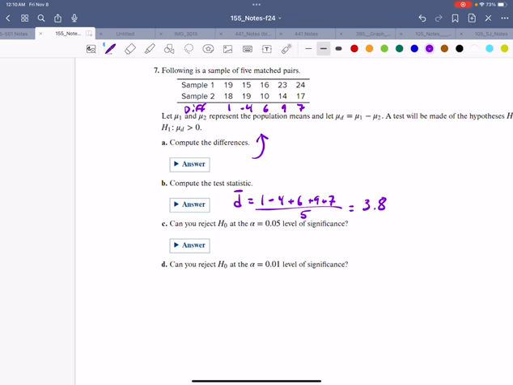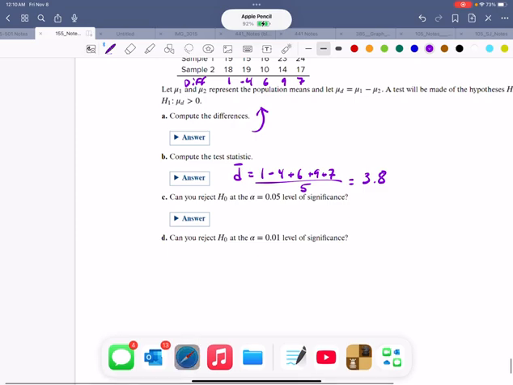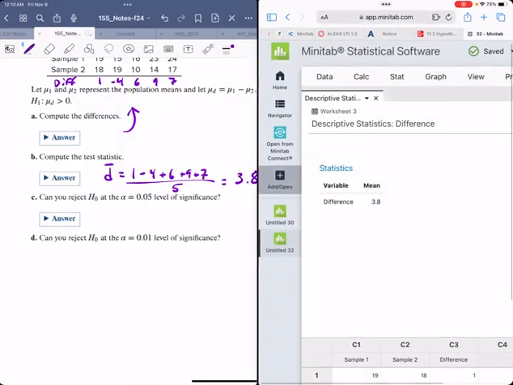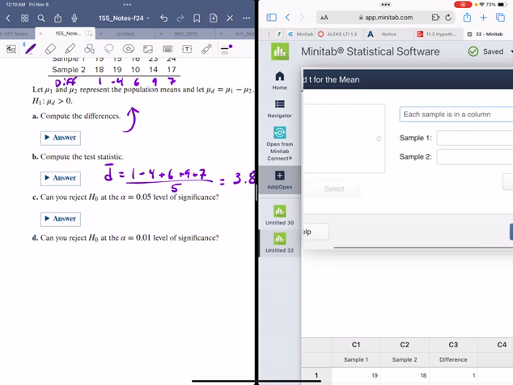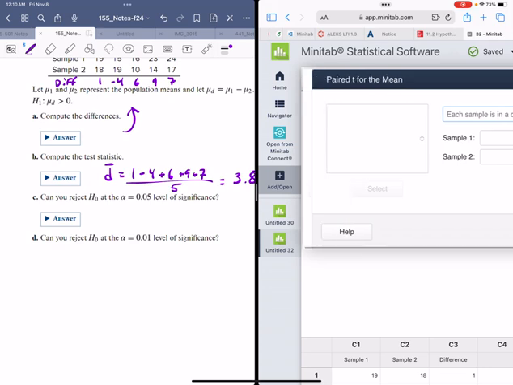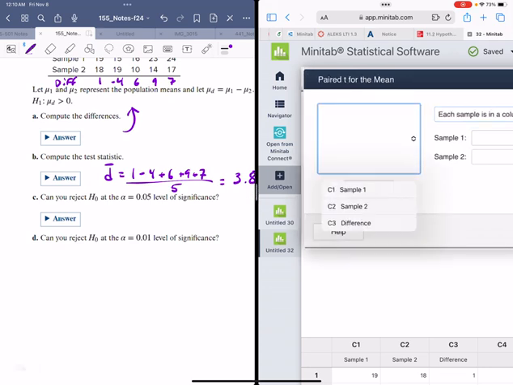And they say, do you reject H naught at this level? Well, here's where we can really use Minitab a little bit more. Here we go. Stat, basic stats, and we're going to do paired t at this point. Each sample is, in fact, in a column. Sample 1 is going to be here.